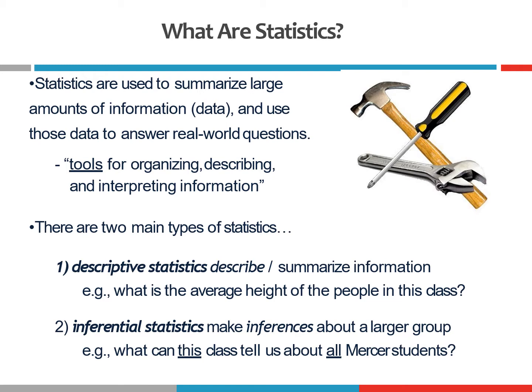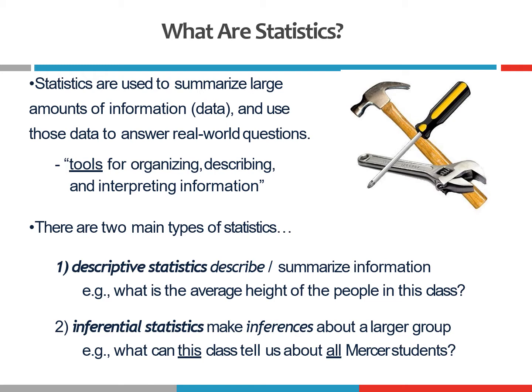Next, we have what are called inferential statistics. And this is the second part of that goal, right? Descriptive statistics is the first part where we're simply summarizing and organizing information. And inferential statistics is the second part where we're attempting to answer a real world question, okay? So with inferential statistics, we're making inferences about a larger group, in this case the population, on the basis of the data that we have, okay?